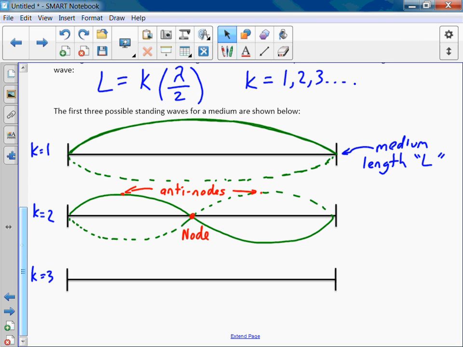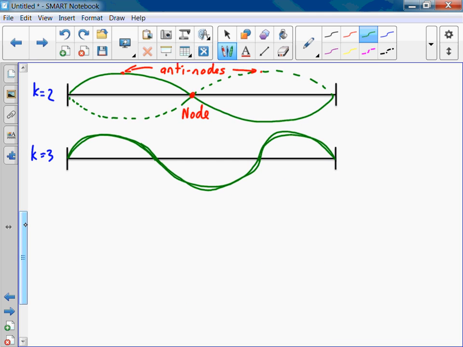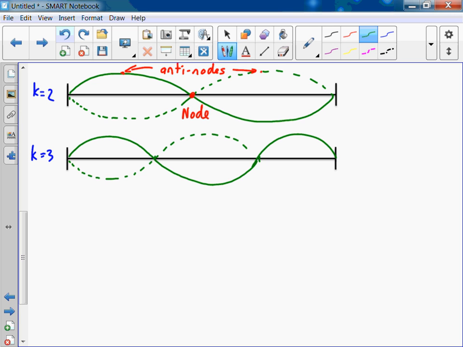And if k equals 3, that means I get 1.5 waves. Let's see if I can eyeball this properly. 1.5 waves within one length of the medium. I'm going to try that again. Close enough. Okay, nodes again.